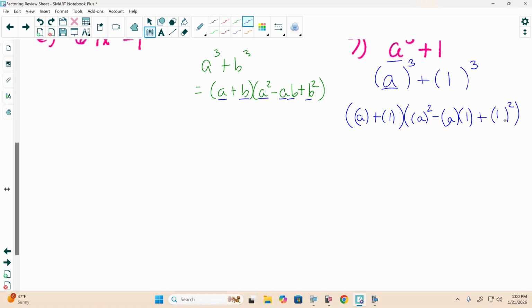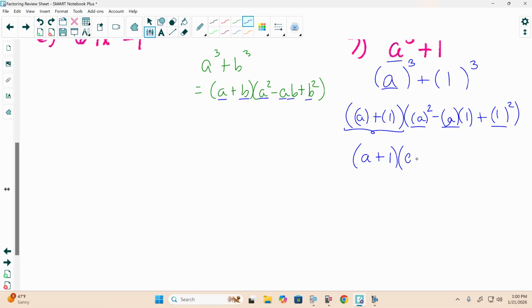Now we're going to simplify. A plus 1 is just A plus 1. There's nothing in front of the parentheses, nothing we need to simplify. Even with subtraction, A minus B, we'd still really drop the parentheses. Because the real simplifying is going to come in these 3 spots here.